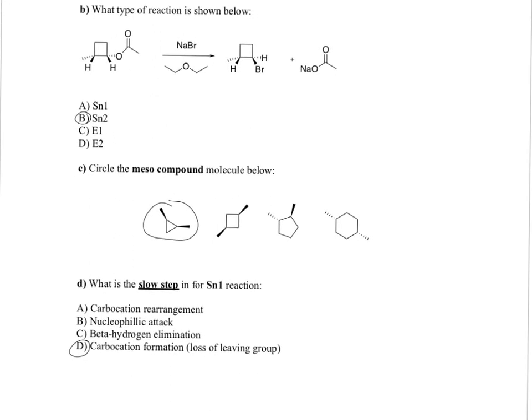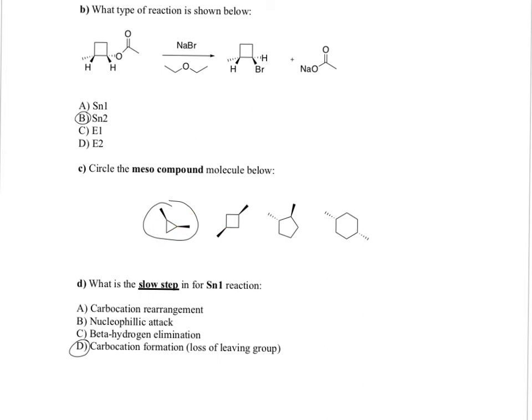C is a tough one. Knowing what a meso compound is, it has a mirror plane and it has asymmetric centers. This has a mirror plane but no asymmetric centers. This carbon is not bonded to 4 different things. This has asymmetric centers but no mirror plane. Has a mirror plane, but again, this carbon is not bonded to 4 different things.